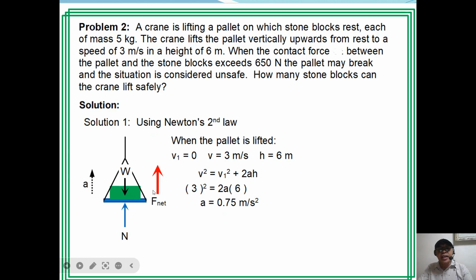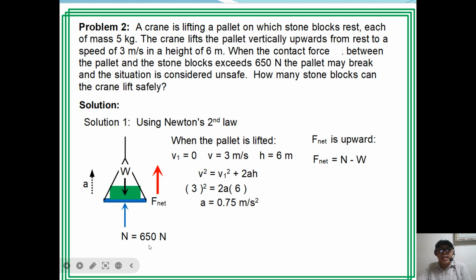the net force here is the difference between the weight and the normal. So, F net is upward. So, our F net is equal to N minus W. Then, our F net is equal to mass times acceleration.